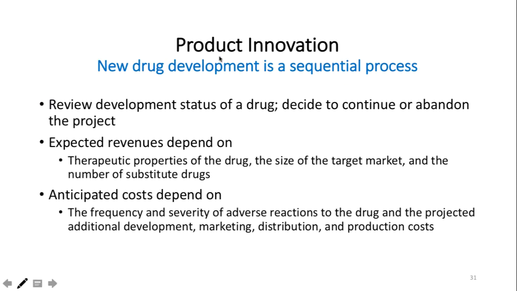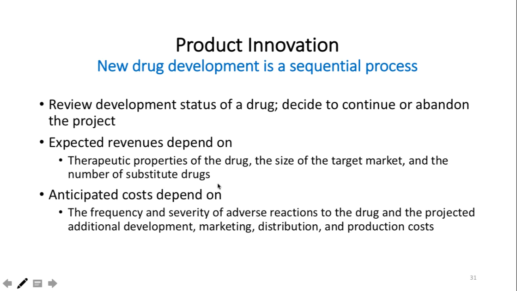So when we are looking at product innovation, we also have to consider new drug development, which is a sequential process. First there is a review of the development status of the drug, to decide whether to continue or abandon the project, right? That's the most important and the first step, basically. And then the expected revenue depends on the therapeutic properties of the drug, the size of the target market, and the number of substitute drugs.